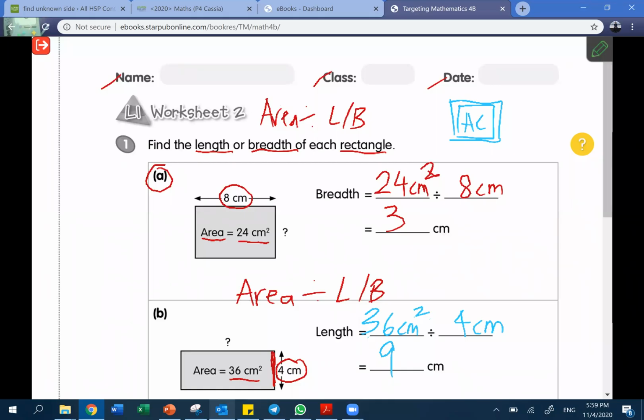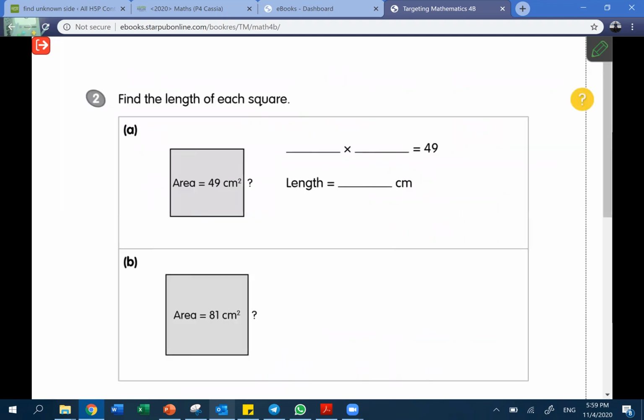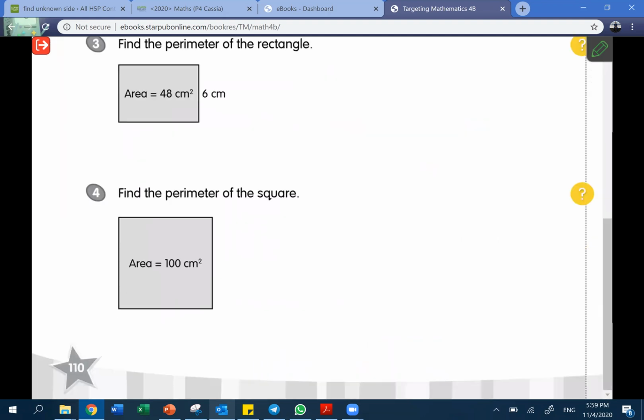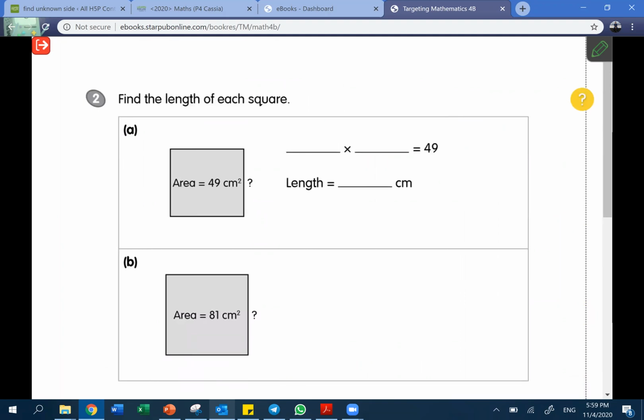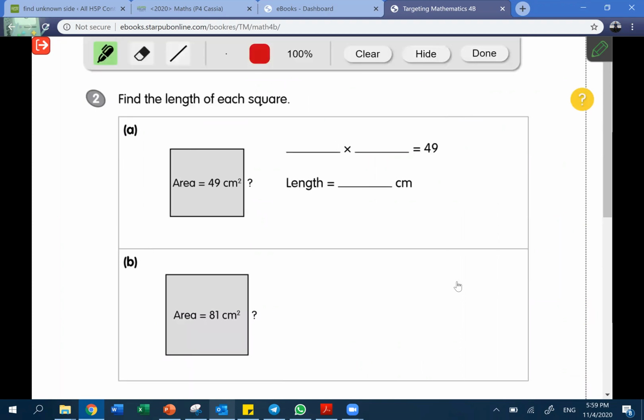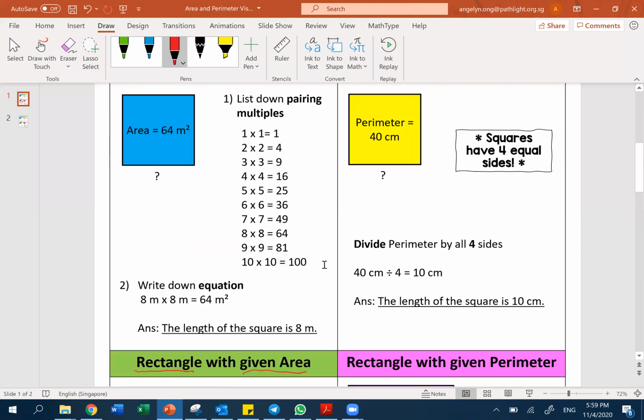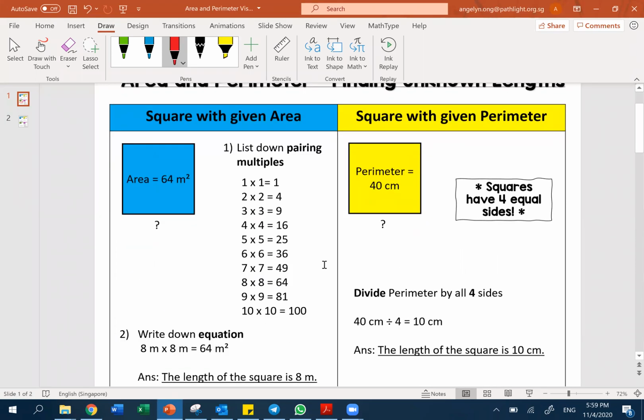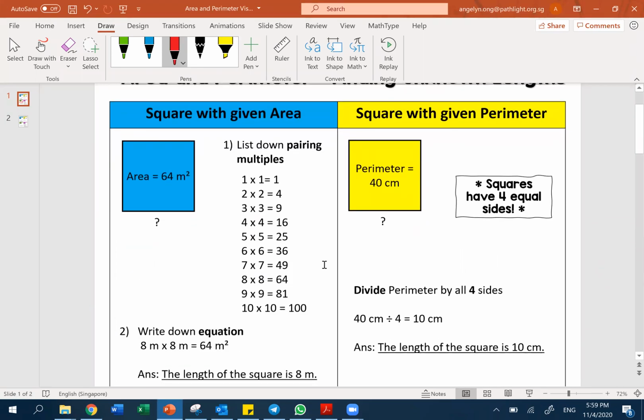Let's turn over to the next page. I'm at page 110. Now they want us to find the length of each square. Okay, let's take a quick look at our visual. Now we are here, the blue part. When we have a square with a given area, how do we find the unknown side?